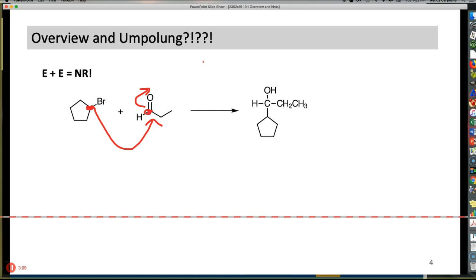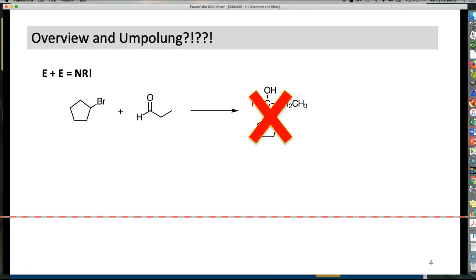But wait, that's an electrophile, as we know, because there's a delta positive on the carbon. And while we haven't studied these carbonyls yet in any kind of gory detail, we certainly know from Chapter 2 that that is a very polar bond. Therefore, that carbon has a delta positive, and delta positive plus delta positive means they're not interested in each other. Therefore, I can't make that like that.